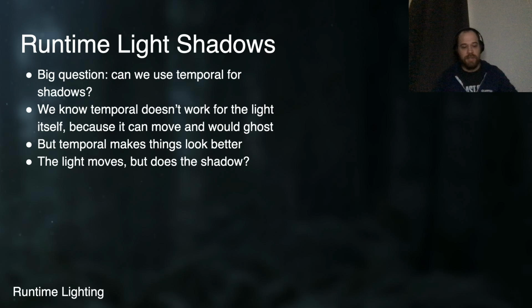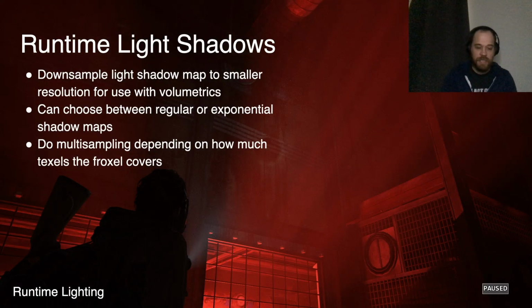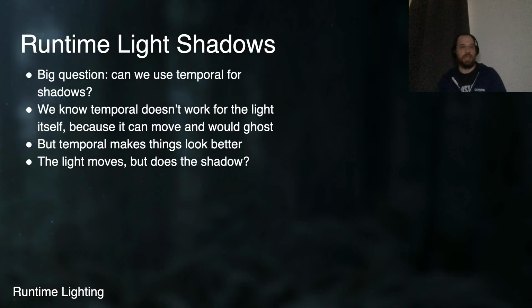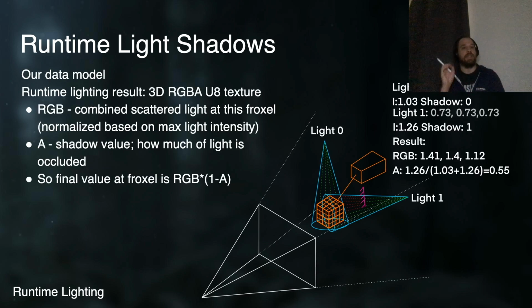So what do we do for runtime light shadow? We downsample the shadows. We use either regular or exponential shadow maps for that, and we multi-sample whenever we're lighting the Froxels. The big question is, can we use temporal for the shadows? We know we cannot use temporal for the light source, but can we use temporal for the shadows themselves? And the answer is, for us, we actually did use it, and even though the lights move, the shadow doesn't move as much. So how can we use temporal for shadows?